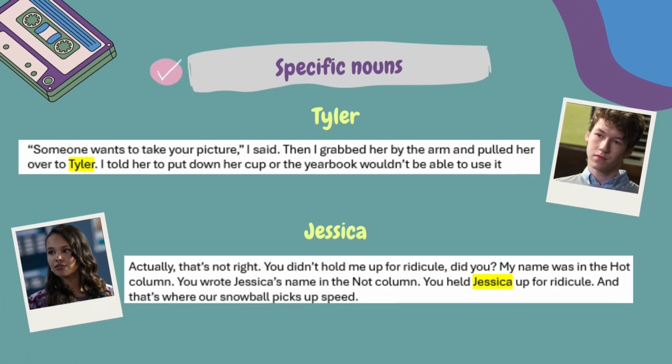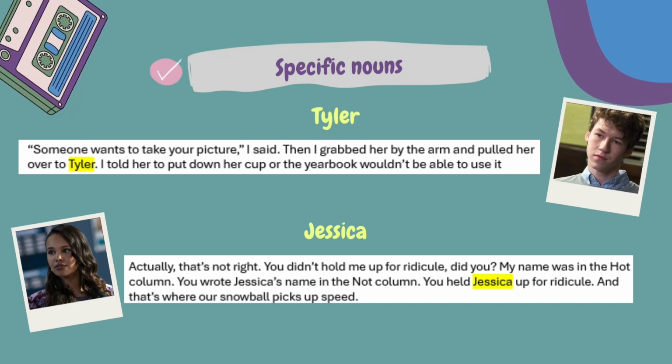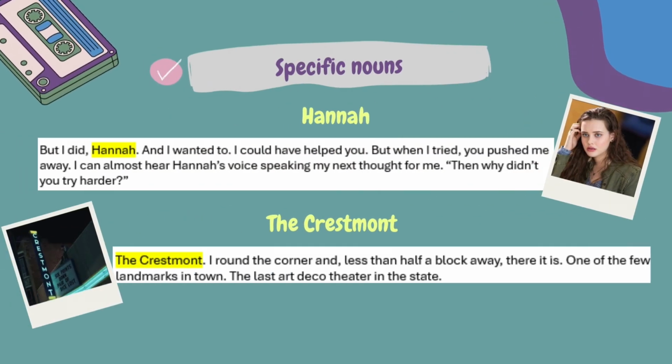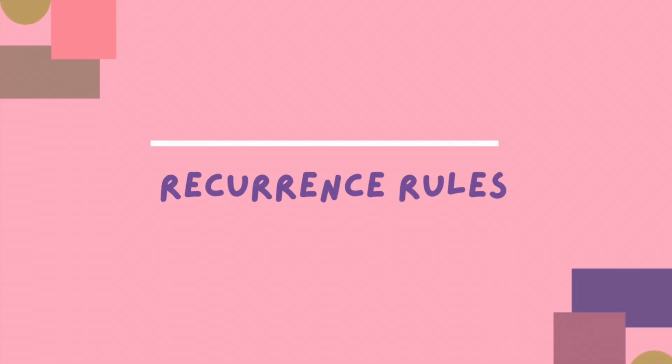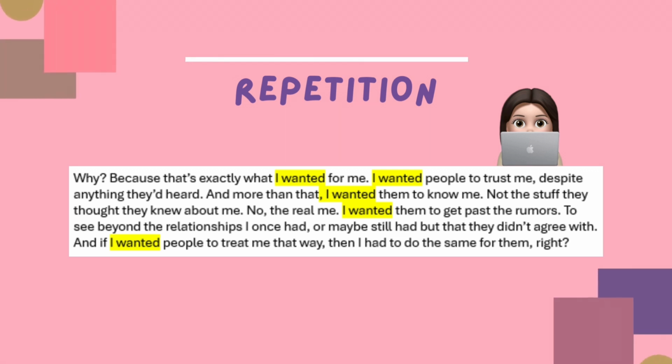There are also specific nouns to identify specific characters and places, which is the case of Tyler, Jessica, Hannah, and the Cresmonds. Regarding recurrence rules, in the text there are rules such as repetition, which corresponds to the constant appearance of a word in different parts of the text. In this case, the expression "I wanted" has a repetition in the same paragraph several times.